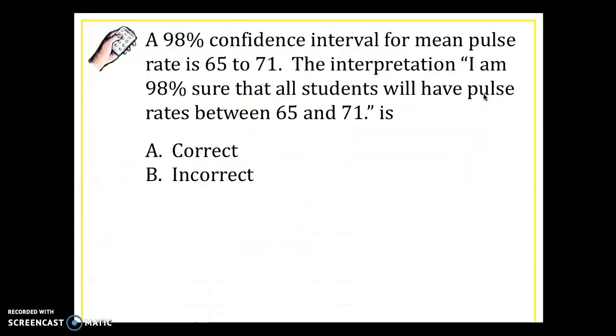Okay, let's look at a question. A 98% confidence interval for mean pulse rate is 65 to 71 beats per minute. The interpretation: I am 98% sure that all students will have pulse rates between 65 and 71. Is that true or false? That is false. Why is this false? This 98% is not pertaining to the number of students, it's pertaining to the number of samples.